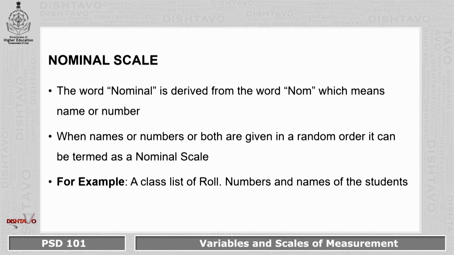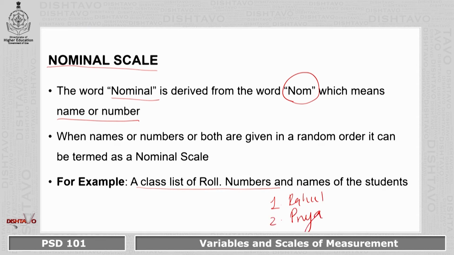The first type is called a nominal scale. It is very easy to remember what a nominal scale is, because the word nominal comes from the word nom. Nom means name or number. So any scale that has a name, number or both is called a nominal scale. An example of this would be your class list of roll numbers. We all know roll number 1, Rahul. Roll number 2, Priya. So this type of scaling where there is name and number is called a nominal scale.